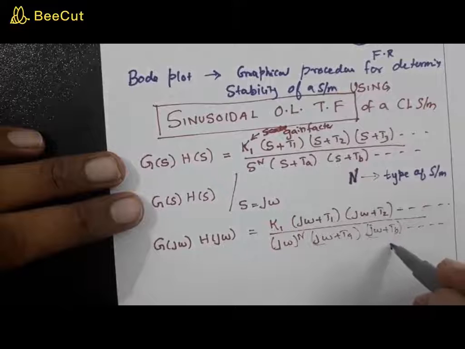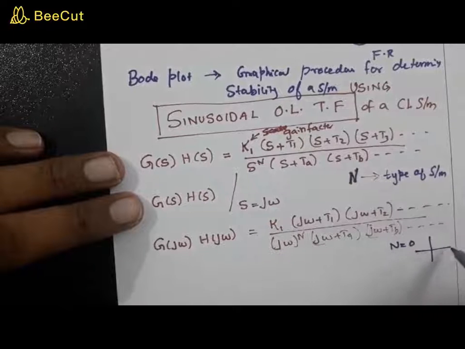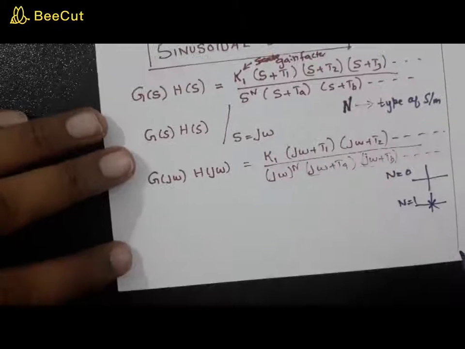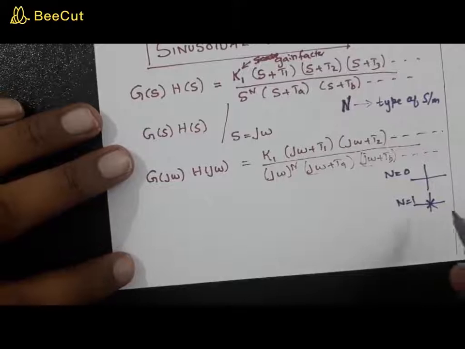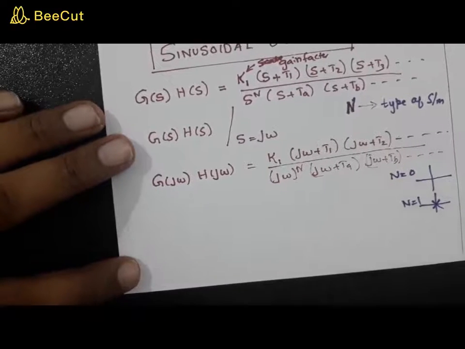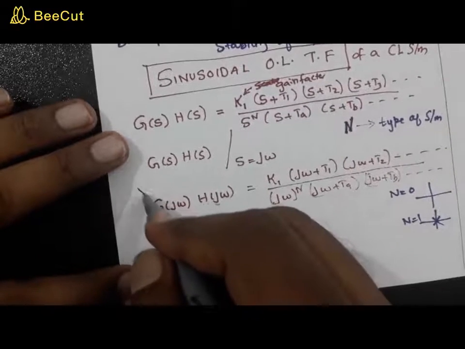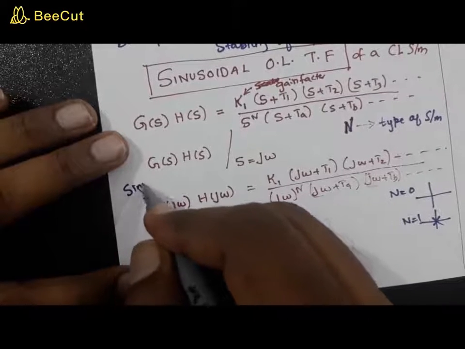Now, if n is equal to 0, there is no pole at the origin. If n is equal to 1, there is a pole at the origin. If n is equal to 2, there are two poles sharing the origin. That's the meaning of that. So now you got this as the sinusoidal open loop transfer function.